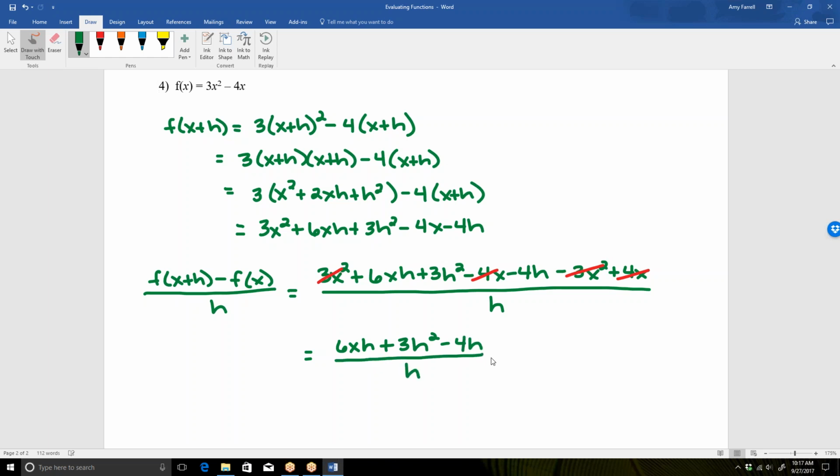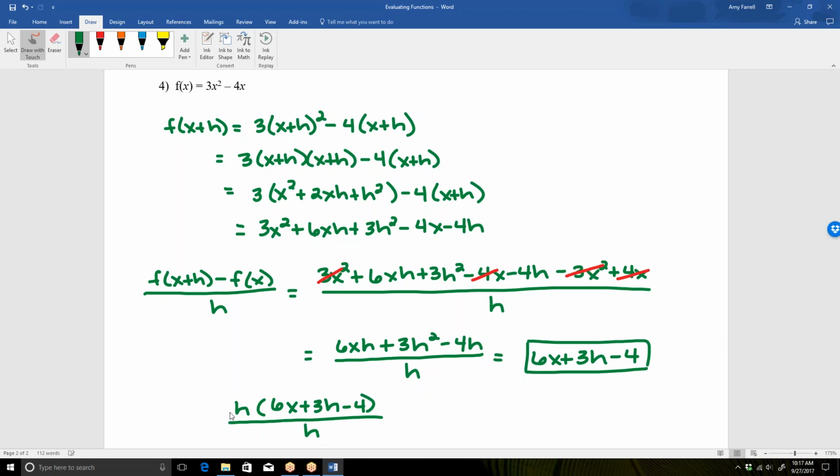And the very last thing I need to do is divide those terms by h. And it works just to take an h from every term. Final answer would be 6x plus 3h minus 4. Another way to show it, if that was kind of confusing what I just did there, is you could factor an h from the numerator. And then you can see you've got an h here, you've got an h here. So that's another way to show it if you prefer it that way.